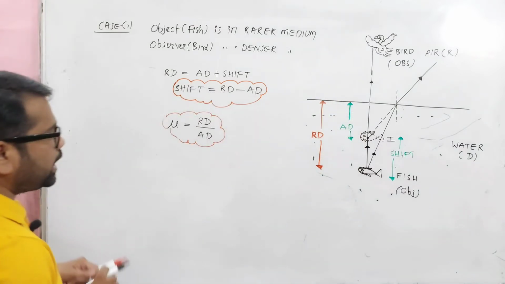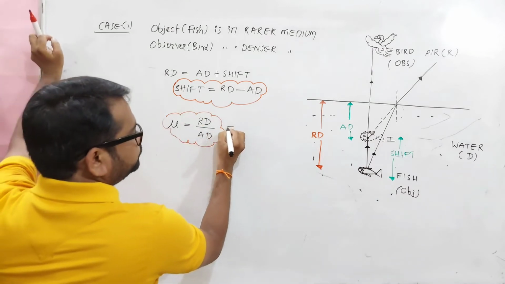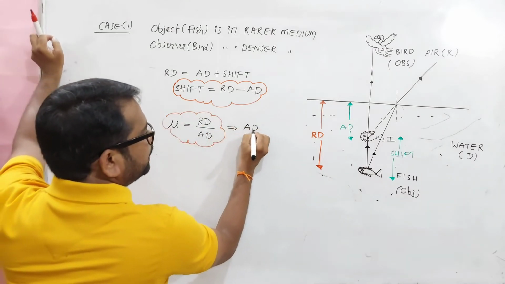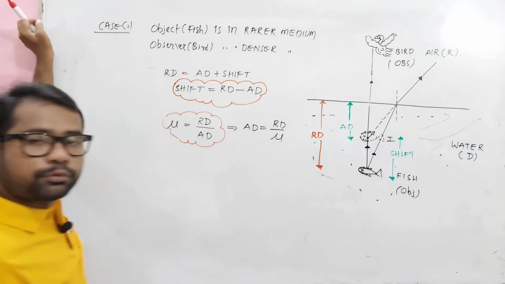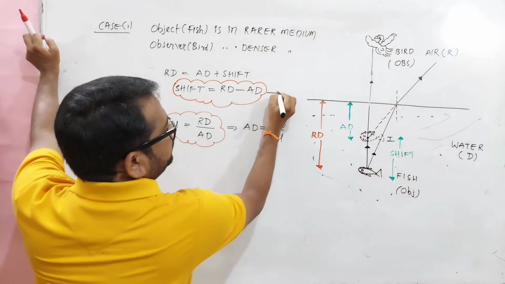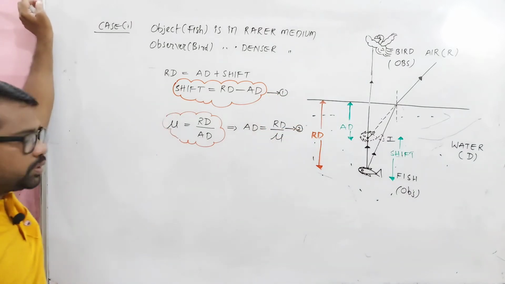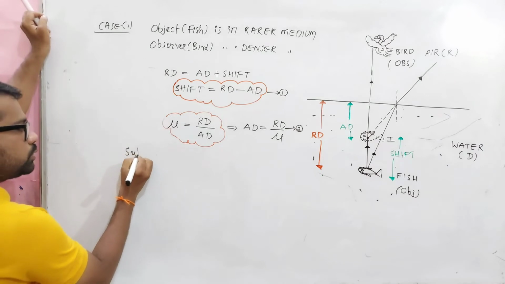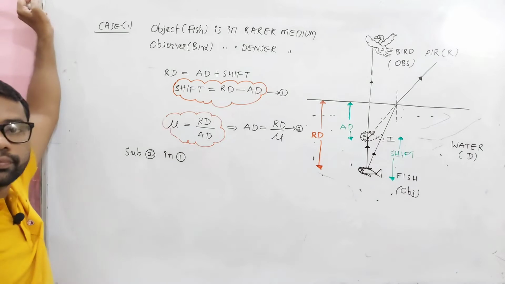Children, now as refractive index is equal to real depth by apparent depth, from this can we write like this, apparent depth is equal to real depth by mu? Of course we can write. So let it be the first equation, and here is the second equation. Now children, let us substitute the second equation in the first equation.